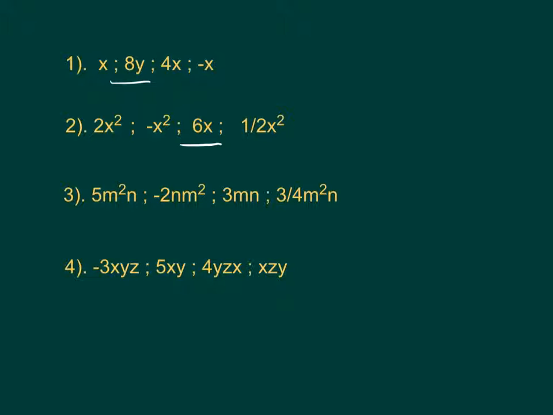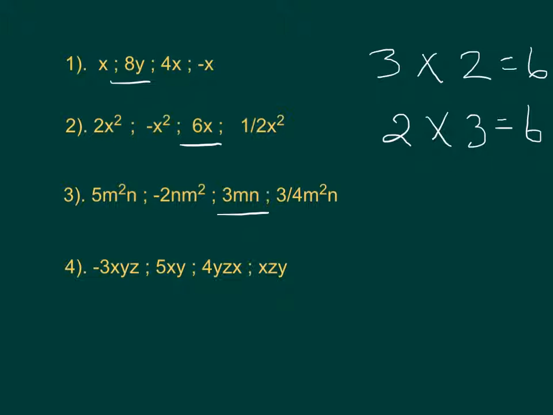Number 3. The only unlike term in number 3 is 3mn. All the others have m squared and n in their term. The order is not of importance. This is because of the commutative property of multiplication. Remember, 3 times 2 is equal to 6, but 2 times 3 is also equal to 6. So when we're multiplying, order doesn't matter. This is the commutative property.